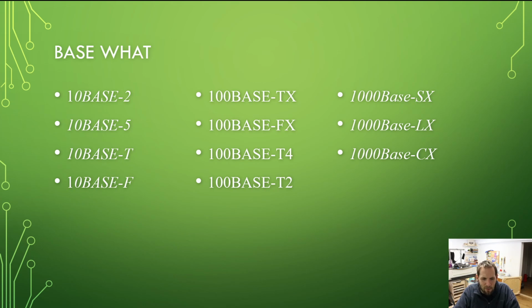T2 especially was supposed to operate over just 2 pairs of Cat3 cable, but no vendor ever actually implemented it, which amuses me. You would think they'd say, this standard exists, we should use it. But no vendor ever implemented it, which I find really interesting. T4 was designed to operate 100 megabit over 4 pairs of Cat3, but this never gained widespread acceptance. So if you ever hear about it, it does exist, but it's basically never used. So this TX is really the standard.